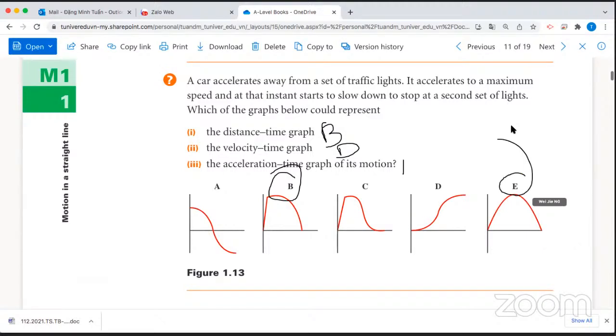I think B is more immediate. Or C. I mean, the acceleration meets it at 0. Fine. C. BDC. I reckon that. I reckon that's B. BDC.